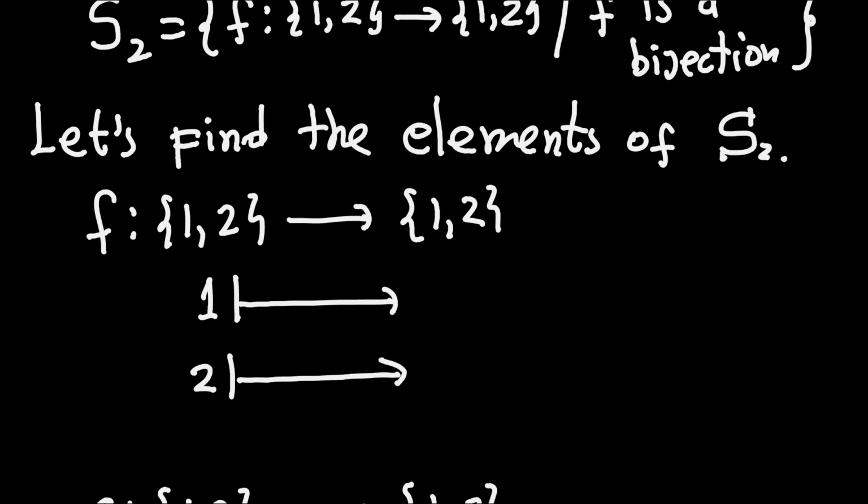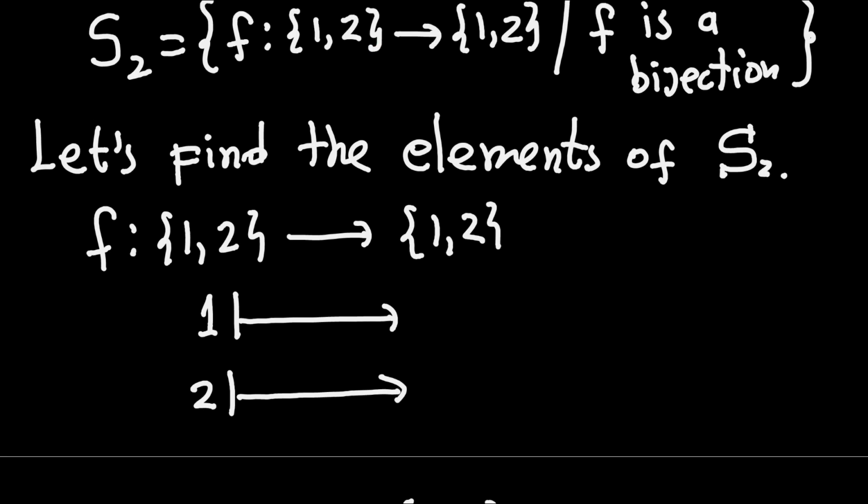Now, how do you define a function here? A function goes from {1, 2} to {1, 2}. Defining a function is knowing where 1 and 2 go. So I have to give an input and what is the output. Now, this has to be a bijection, so 1 and 2 cannot go to the same element. They have to go to different elements because the function needs to be 1 to 1.